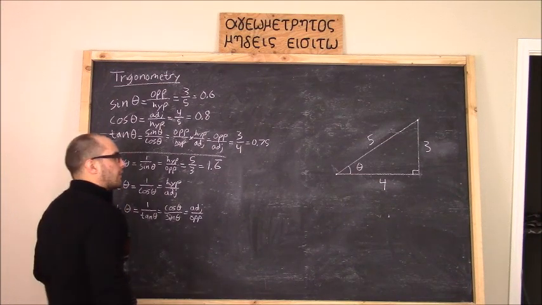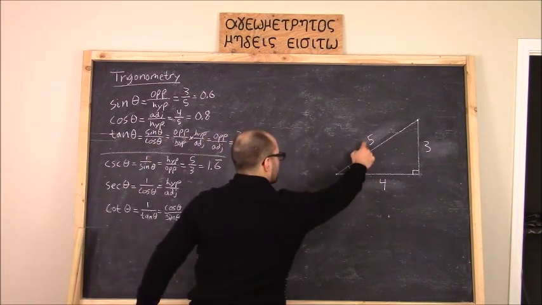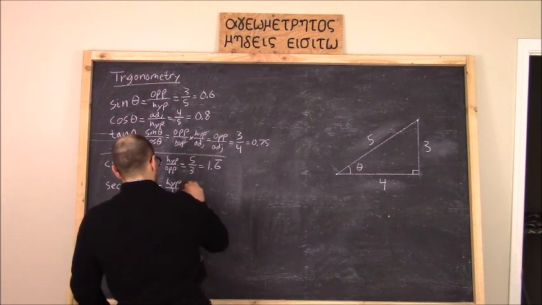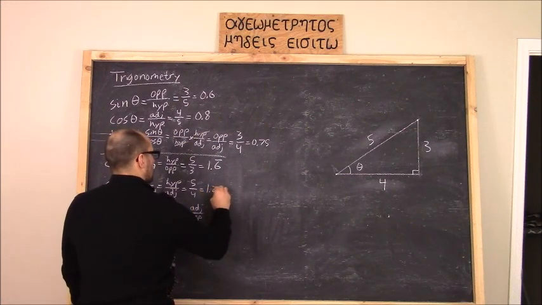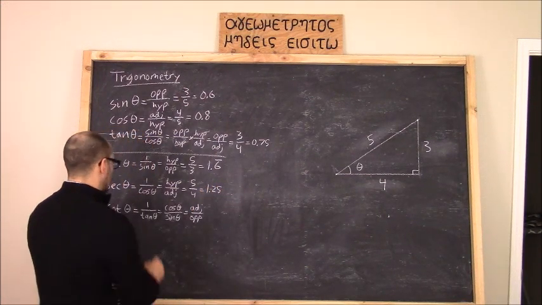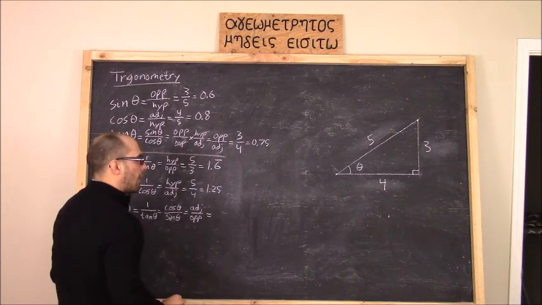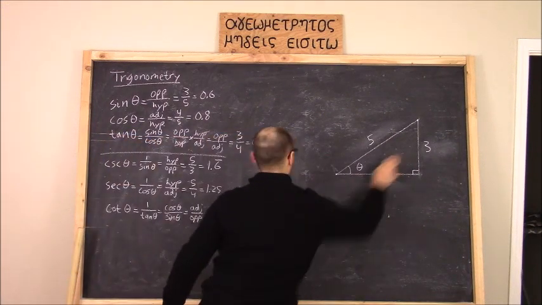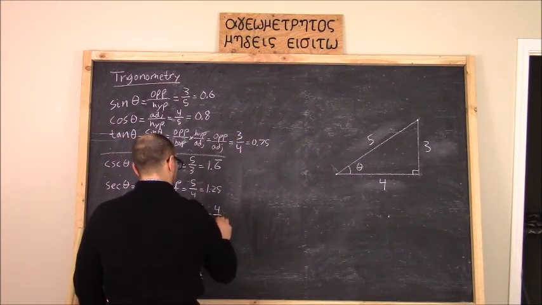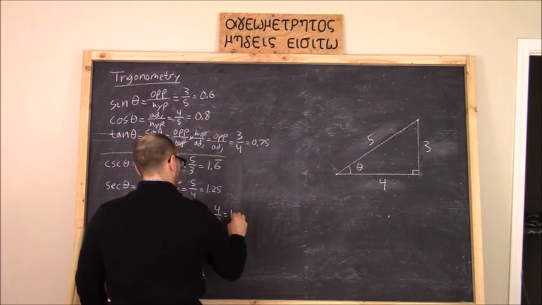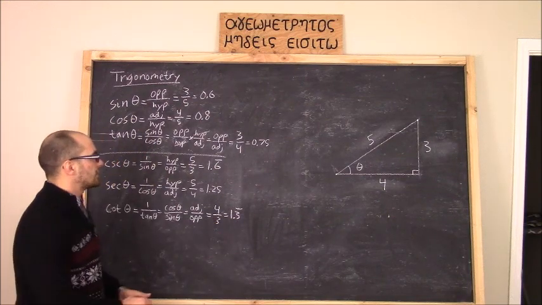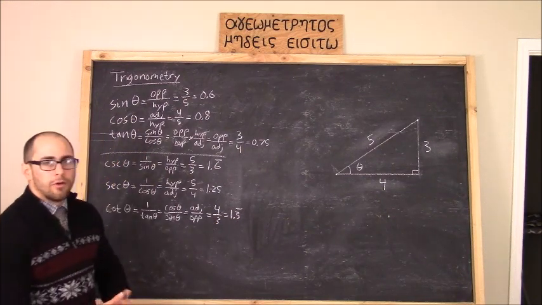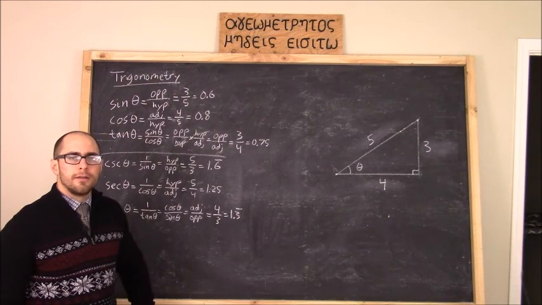Secant, hypotenuse over adjacent. Hypotenuse, 5 over 4. 5 over 4 as a decimal is 1.25. Lastly, cotangent, adjacent over opposite. 4 over 3. That is 1.33333 repeating as a decimal. Okay, so those are some numbers.